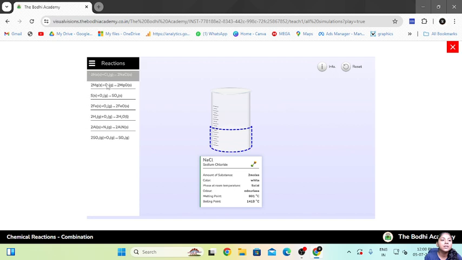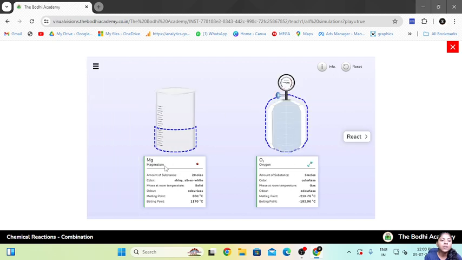Then let us see another example. Here we have magnesium, 2 moles of magnesium in this. At room temperature it is solid. Then its color is shiny silver white. Then it is odorless, and these are its melting and boiling point. Then in gas we have oxygen, 1 mole of oxygen. It is colorless, odorless, and at room temperature it is in gaseous state.